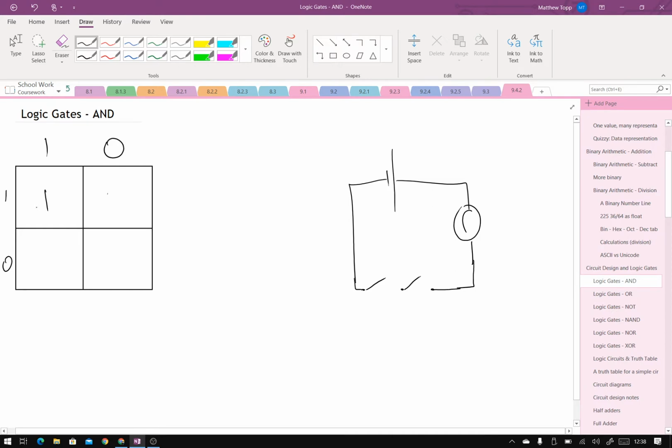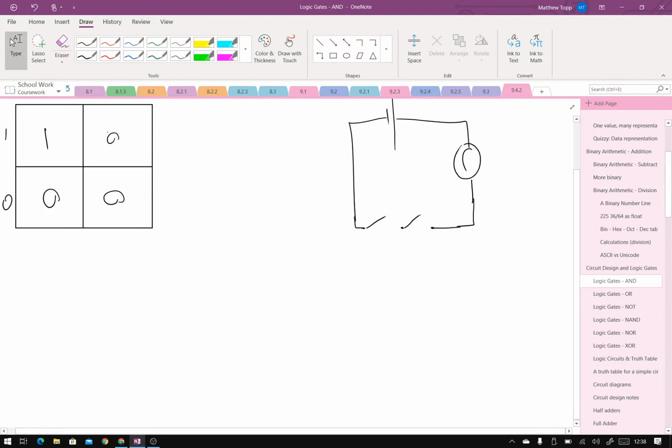If one of these switches is open, the light doesn't turn on, correct? Okay, so 1 and 0 gives 0. 1 and 0 gives 0. And if both switches are open, what happens? Nothing. Okay? That's the logic of it. So you see how that works?